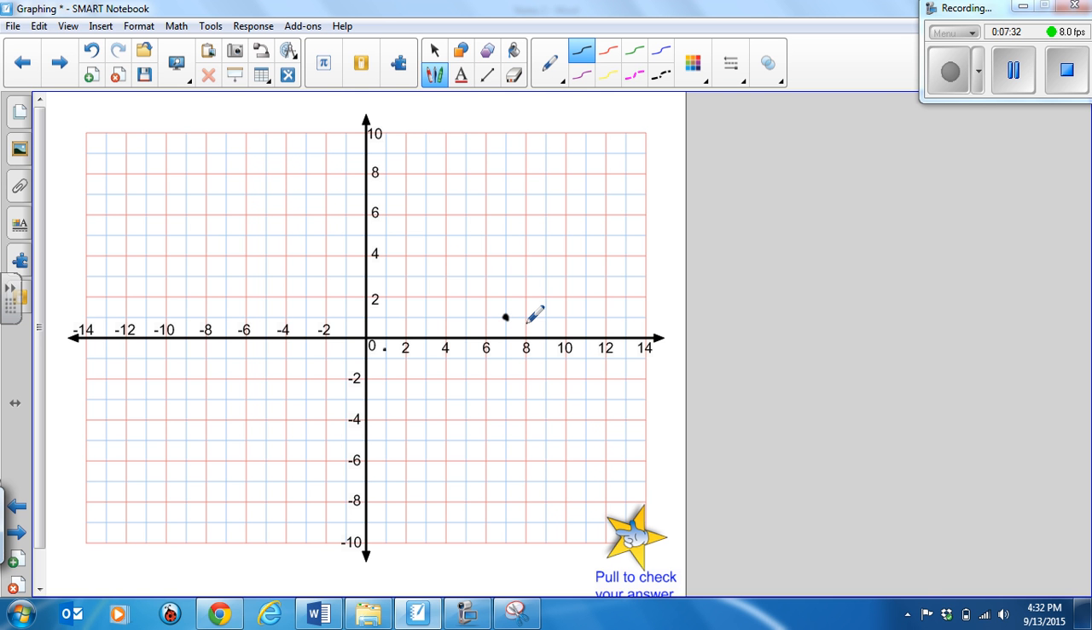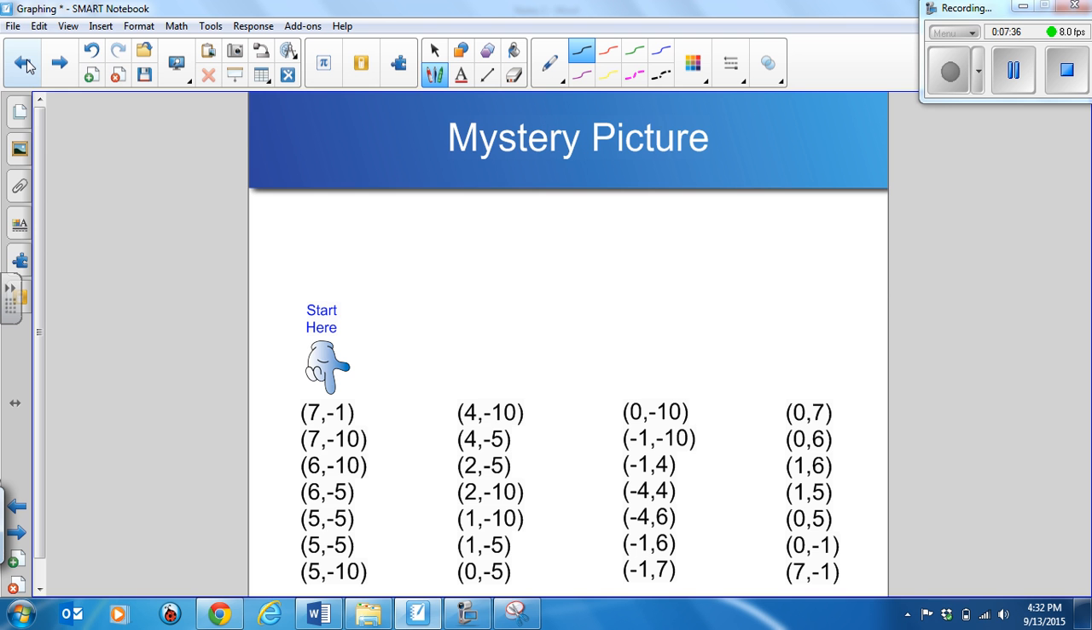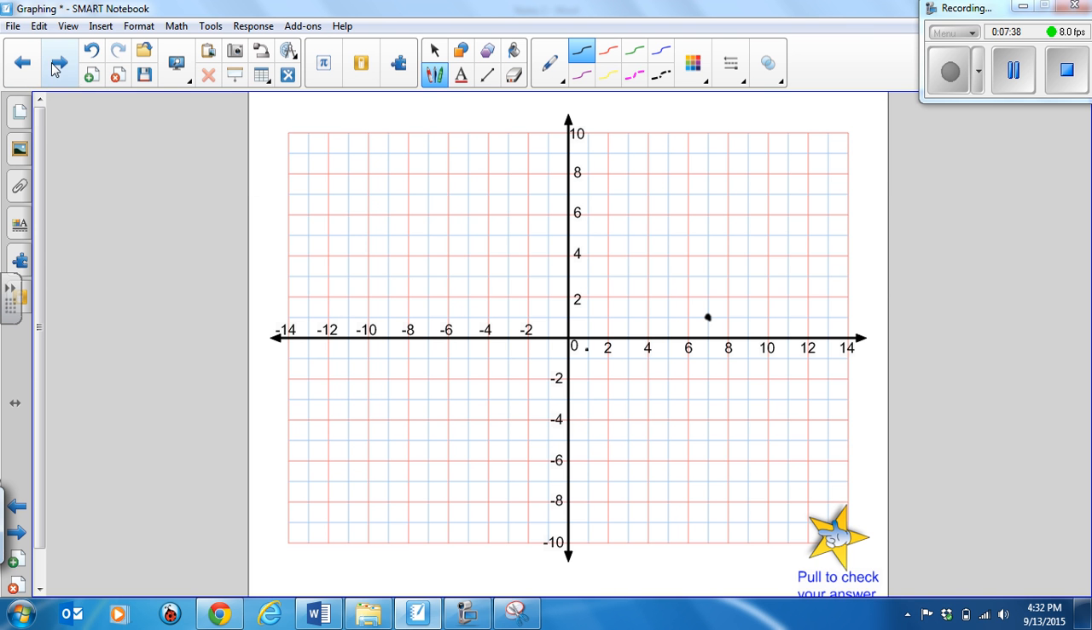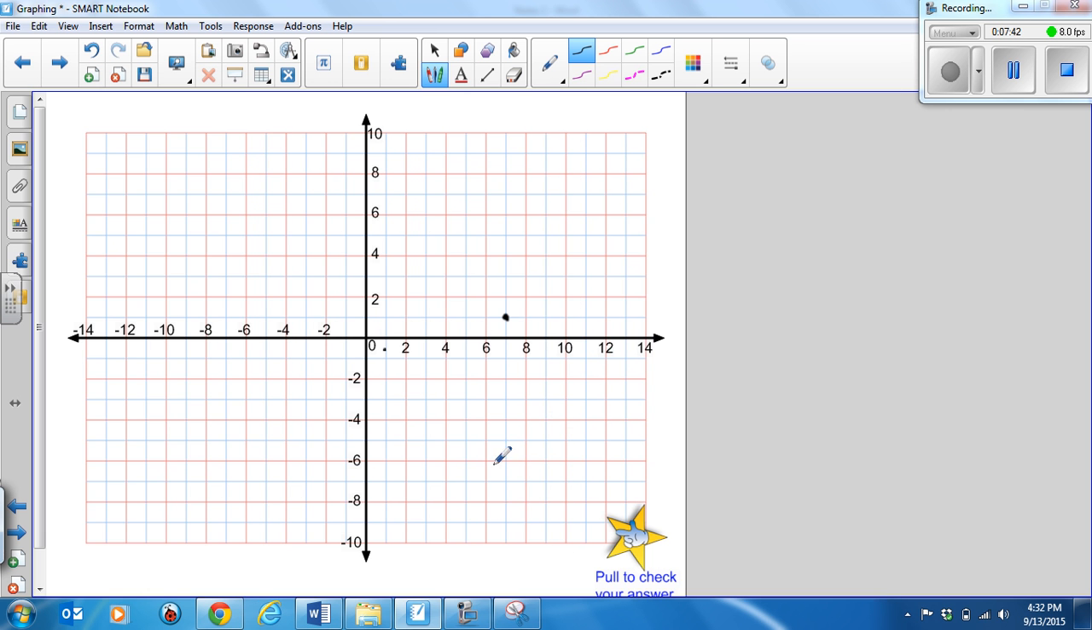Okay, and you do have to connect these dots in order to get a shape. So I'm going to go back. Then we have 7, -10. So I'm going to go over 7, down 10. Okay, now as I'm doing this, I'm going to connect the dots because sometimes you get so many points that you don't know what went to what. So I connect them as I go.